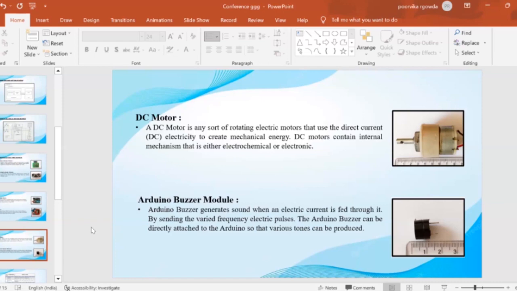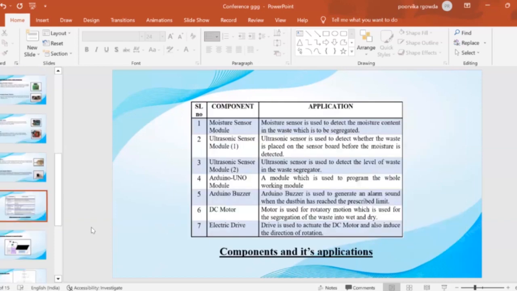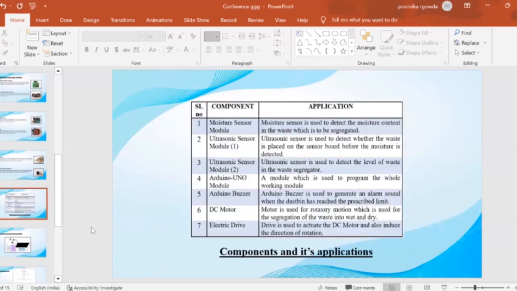The Arduino buzzer module generates sound when an electric current is fed through it by sending varied frequency electric pulses. So the Arduino buzzer can be directly attached to the Arduino so that various tones can be produced. So basically this Arduino buzzer is used to provide the sound whenever the dustbin is about to fill, like about 70%.